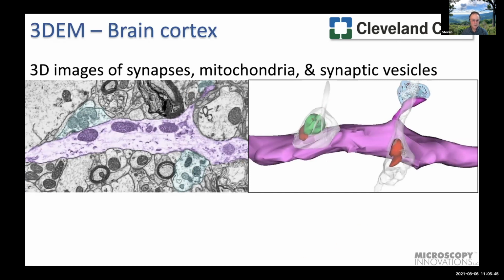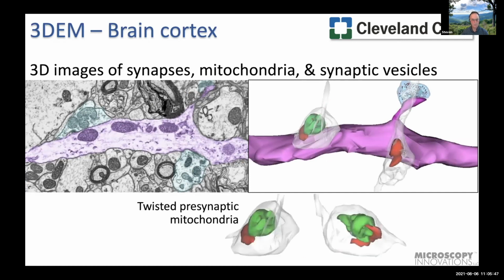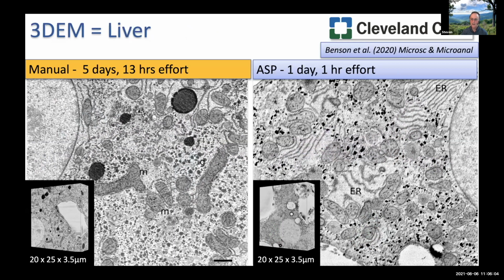And what is fascinating is that the mitochondria and the presynaptic terminal are actually intertwined around each other. This takes a couple of different views to see, something that's very difficult to see in a single section view. Benson and colleagues also compared rapid ASP preparation to standard preparation of liver. And again, they found the quality were comparable between the two.